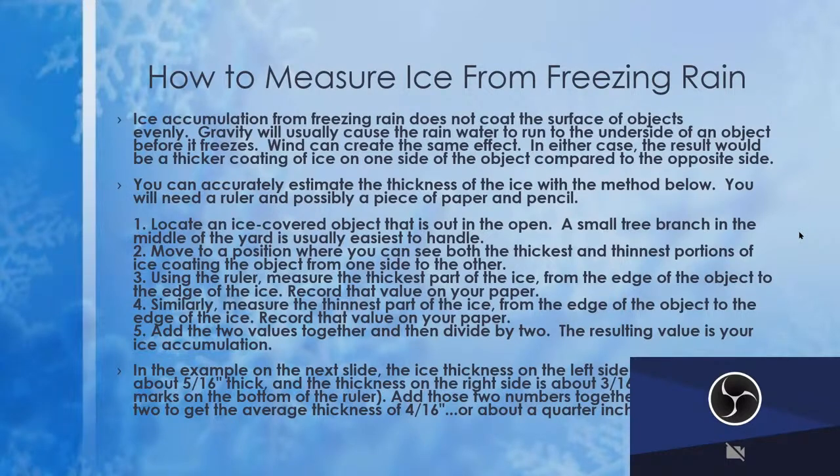Move to a position where you can see both the thickest and thinnest portions of the ice that's coating the object. Use the ruler to measure the thickest part of the ice from the edge of the object to the edge of the ice. Record that value. Then, in a similar fashion, measure the thinnest part of the ice from the edge of the object to the edge of the ice and record that value on your paper. Add those two values together and divide by 2. And I'll show this in the next slide.